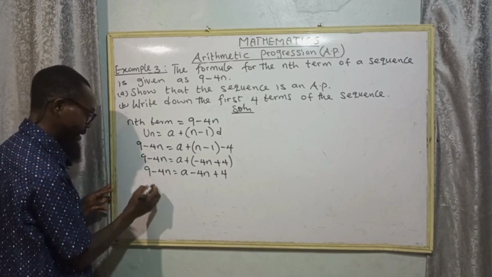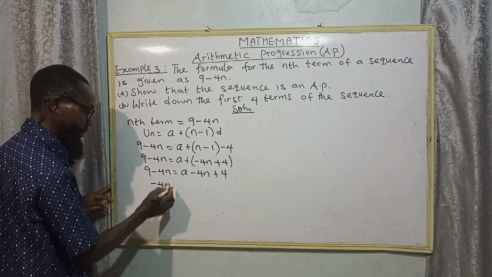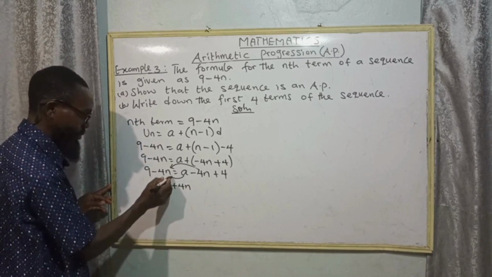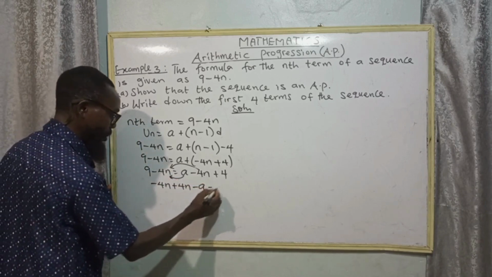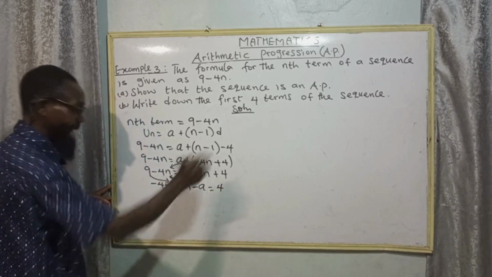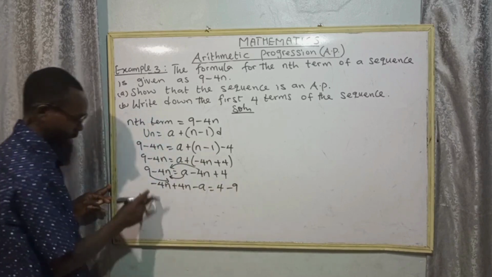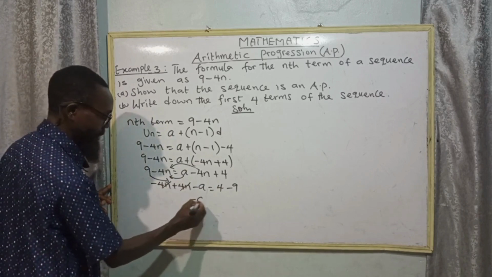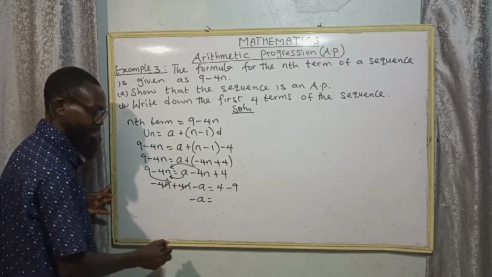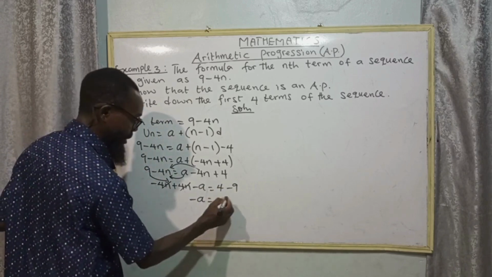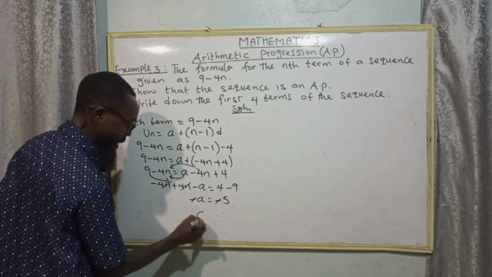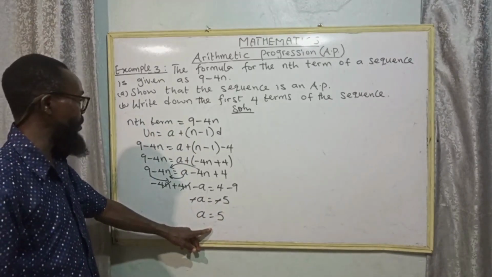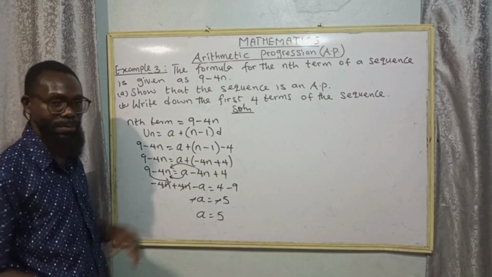We have minus 4n, this will come here plus 4n. Let this one move in, minus a equals 4. Let this 9 move out, minus 9. Minus 4n plus 4n cancelled. I'm going to be left with minus a equals 4 minus 9. I will have minus 5. Minus goes in minus, a equals 5. My first term now is 5, and my common difference is given as minus 4.